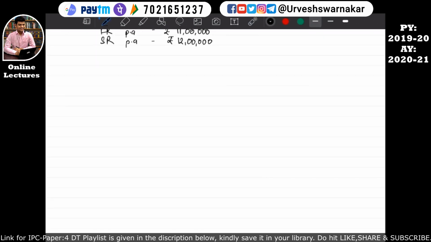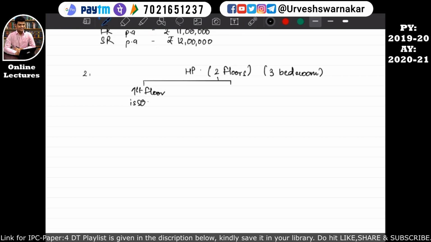Point number 2 says that if a house property is having 2 floors, or say 3 bedrooms, where the first floor is self-occupied by the assessee and the ground floor is let out by the assessee. And similarly for the 3 bedrooms case, 2 bedrooms are self-occupied by the assessee and 1 bedroom is let out by the assessee.